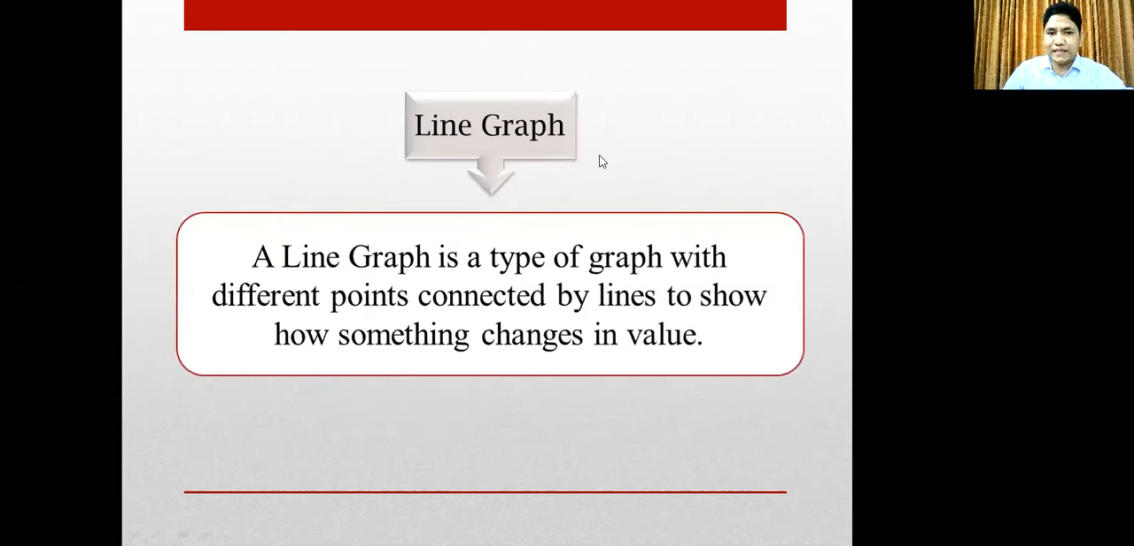Okay, come to the next one, that is line graph. A line graph is a type of graph with different points connected by lines to show how something changes in value. So in a line graph, different points are used, and these points are connected by lines. So in a line graph, you will see different points, and these points will be connected by using lines.